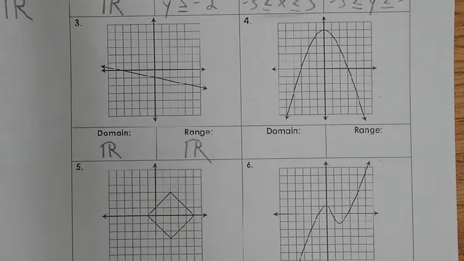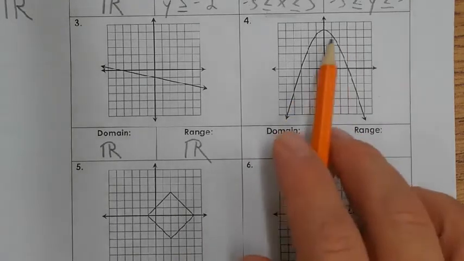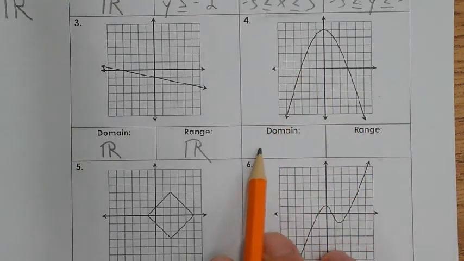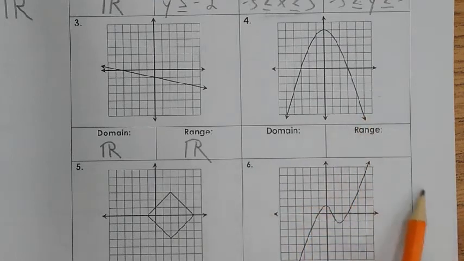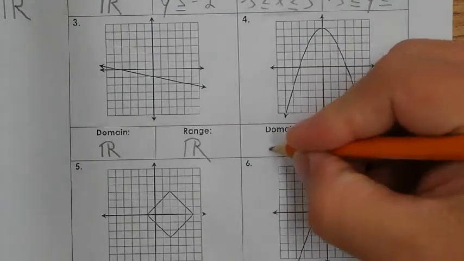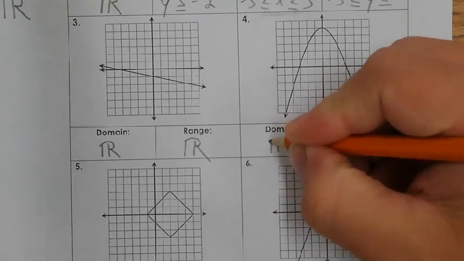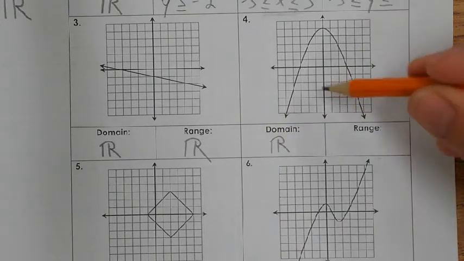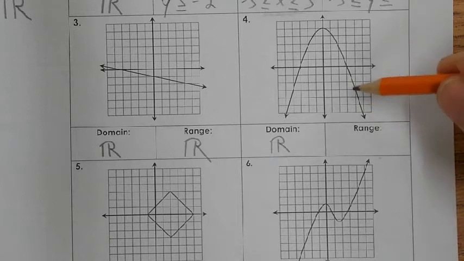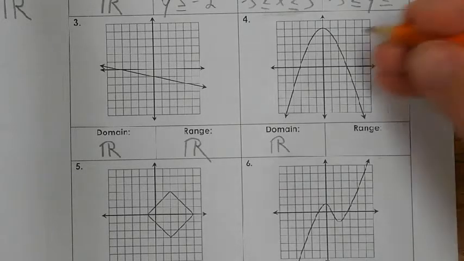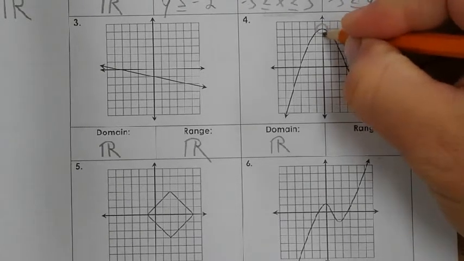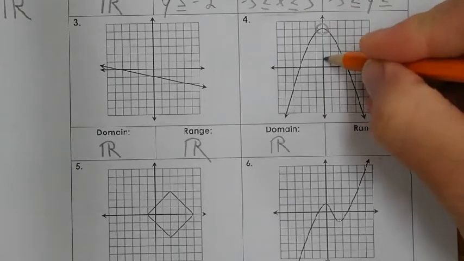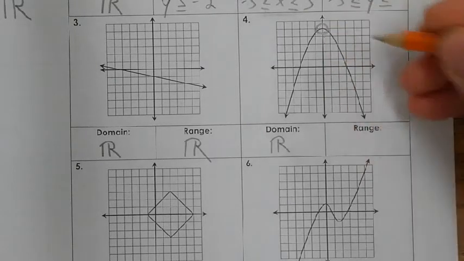Okay, number 4. Seth, help me out on this one. How long do you think we're going left and right? This arrow's going left for how long? Forever. It's going right for how long? Forever. So what's the answer? All real. Now, this goes down forever, but what about going up? It stops right here. So that value is 1, 2, 3, 4, 5.